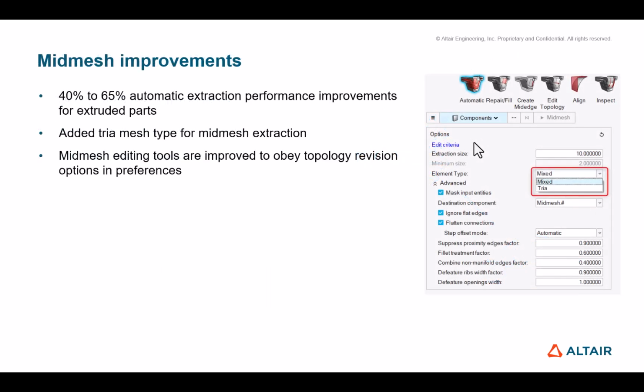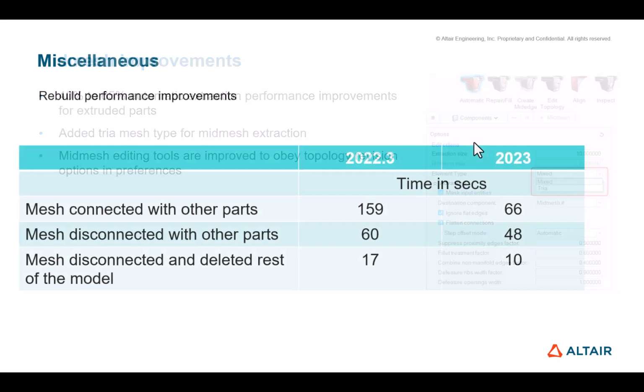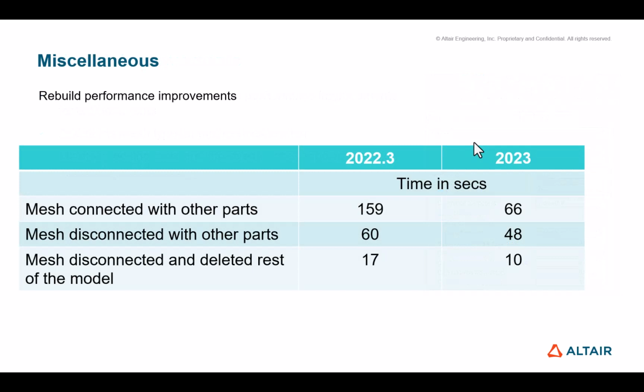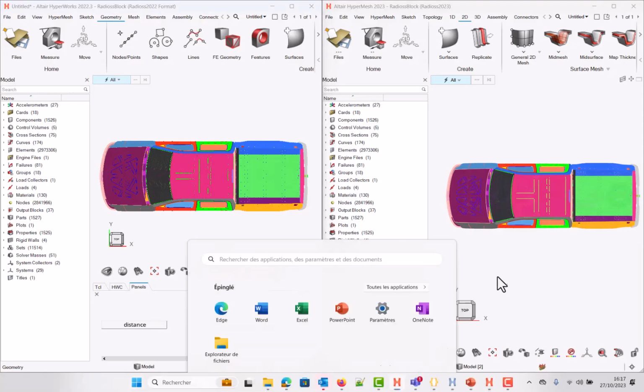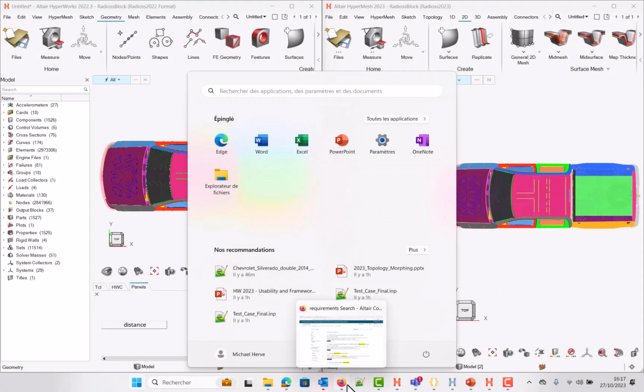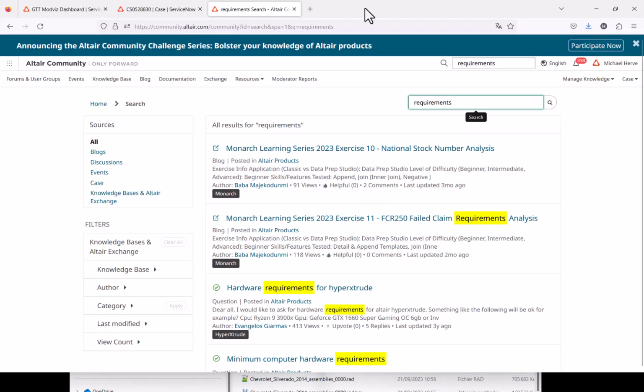Just on a side note, there were some localized improvements. One is about the direct min mesh, where we improved from 40 to 65% the extraction for extruded parts. And in case of 2D remesh, by using the rebuild feature, we were able also to significantly reduce the remeshing time. To complete this, let me go to community.